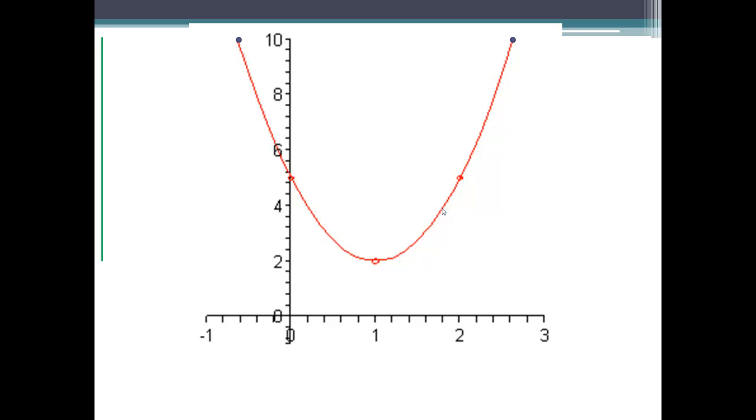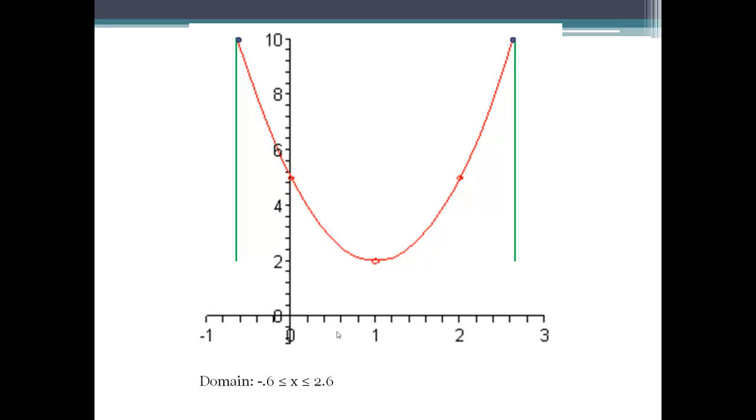So that means that we're going to draw lines on the left and on the right of the function. And then we're going to follow those lines down to the x-axis to see where they would intersect. So this one is going to intersect somewhere around negative 0.6. This one here is going to intersect somewhere around 2.6. So that means that our domain is going to start at negative 0.6 and go to 2.6.